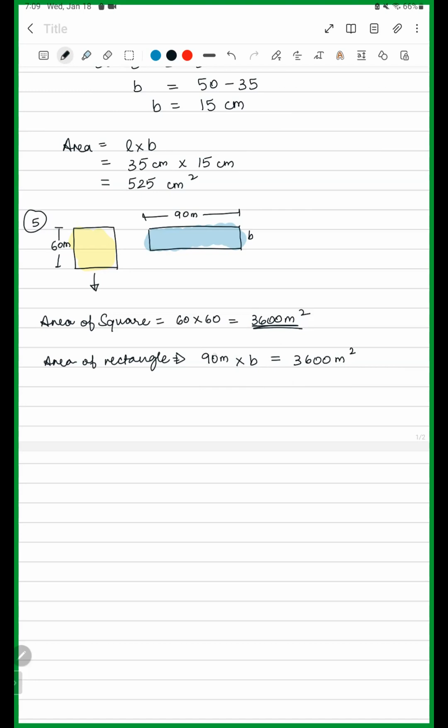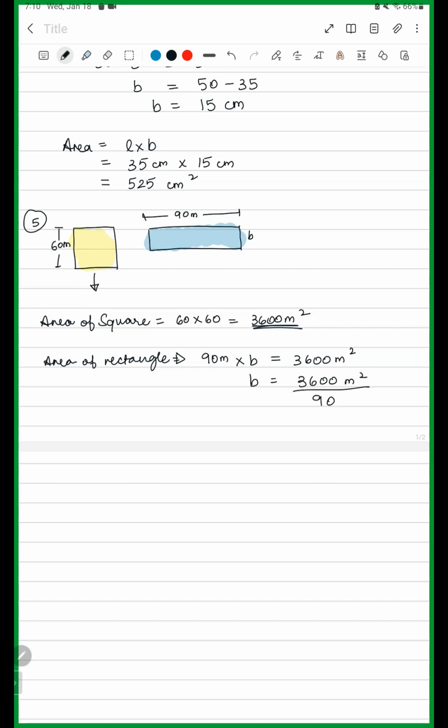Area of rectangle is what? L into B, right? It's 3600. L is what? 90 meters. So just look at this. B is equal to 3600 meters square divided by 90 meters.